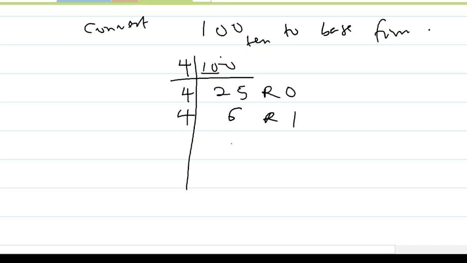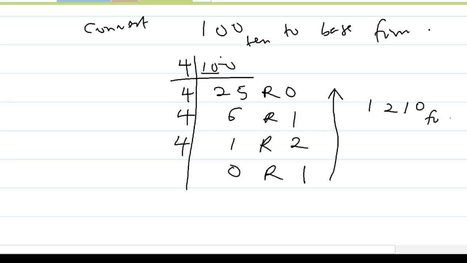How many 4 are we going to see in 6? That's 1, remainder 2. How many 4 are we going to see in 1 again? 0, remainder 1. Don't forget, when you go to a bread seller and you don't have 1 naira for bread, you see what you are going to do. So then you are going to write backwardly. That will give you 1, 2, 1, 0, base 4.